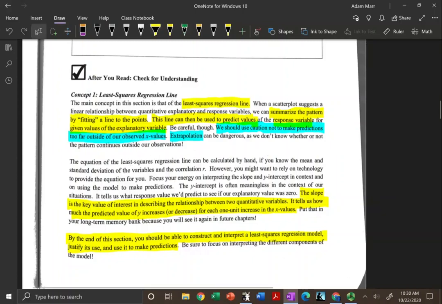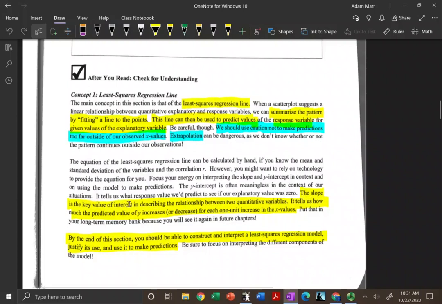The equation of a least square regression line can be calculated by hand. However, it's better to use a calculator. It's good to understand, though, how the standard deviation and the correlation are calculated. Right here, the y-intercept is often meaningless in the context of our situation. I don't totally agree with that. Sometimes for that car example, remember, miles was your X value. So, if, let's say, miles driven is 0, that means it's a brand new car. All right, so sometimes it's useful, maybe sometimes it's not.